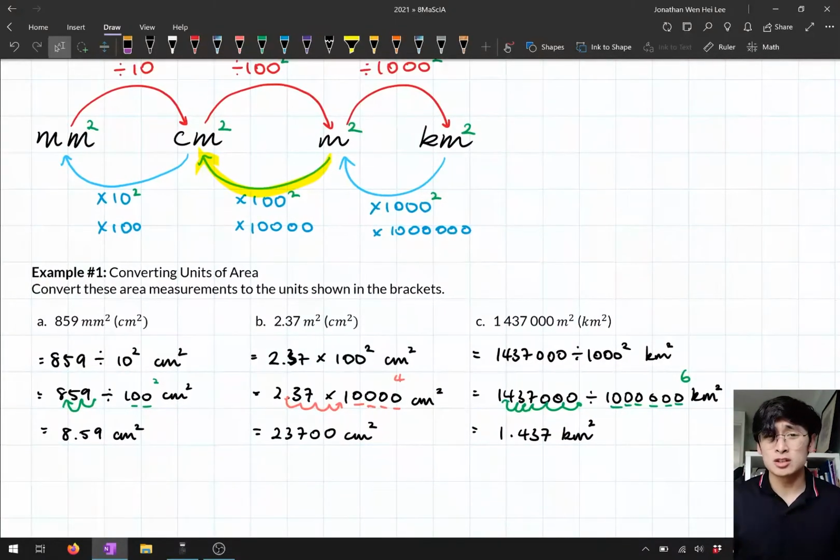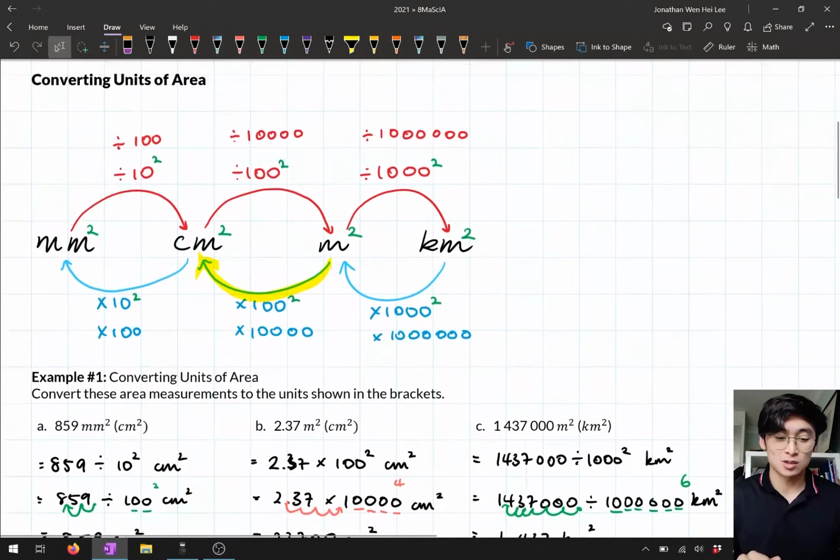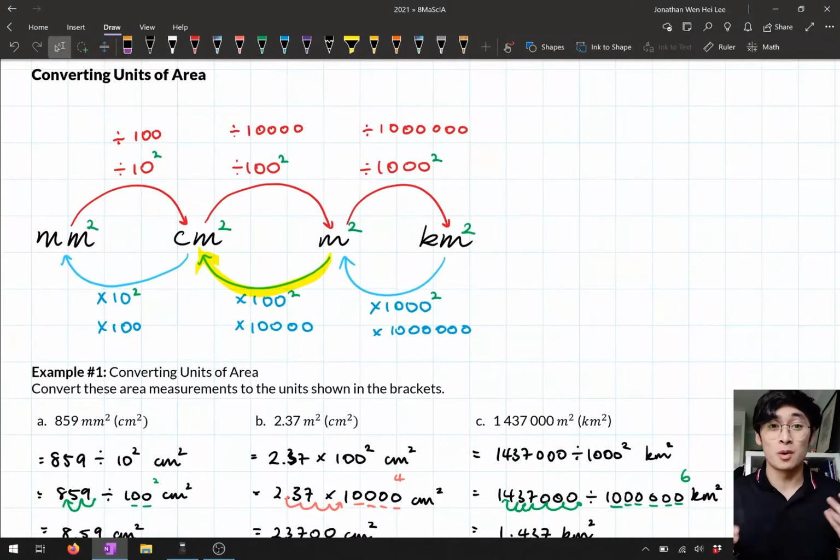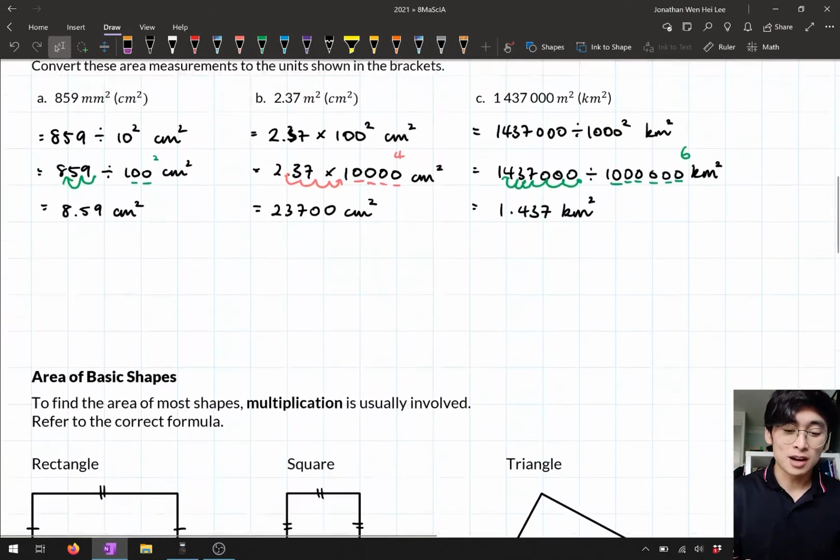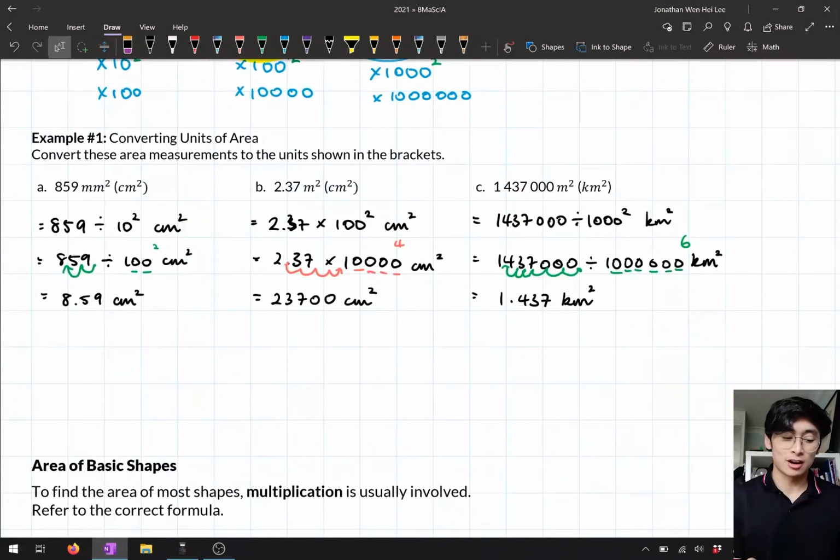So that's how we convert between units of area. When we're converting between units of area, we need to make sure that we divide or multiply by that conversion squared. It's not 10, it's not 100, it's not 1,000, it's actually 10 squared, 100 squared, 1,000 squared. So that's what we need to make sure that we do when we're converting between units of area. Okay, so that's how we answer these questions on converting units of area.